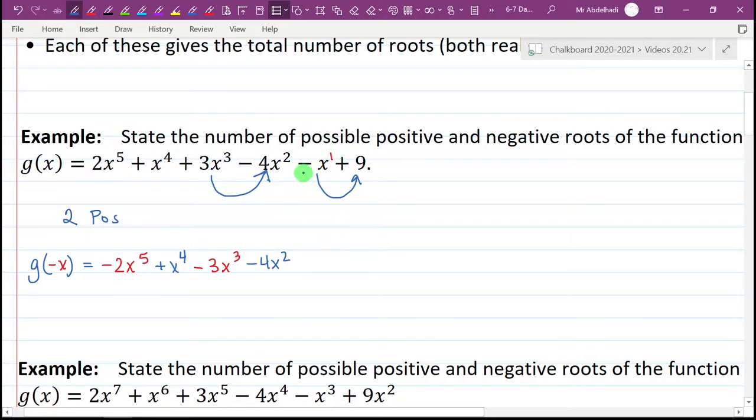So this used to be negative x, now it becomes positive x. Okay. So when I'm saying change the sign, I don't mean make it negative. I mean, if it's negative, make it positive. If it's positive, make it negative.